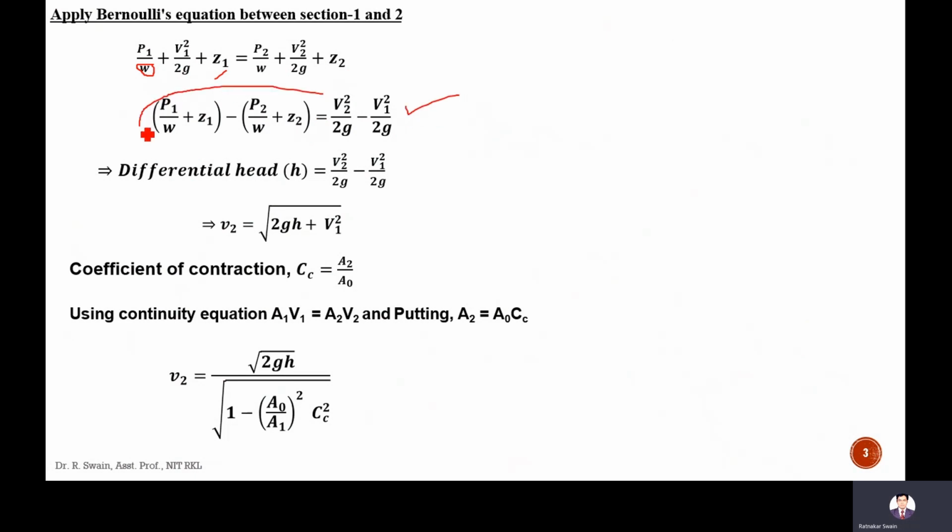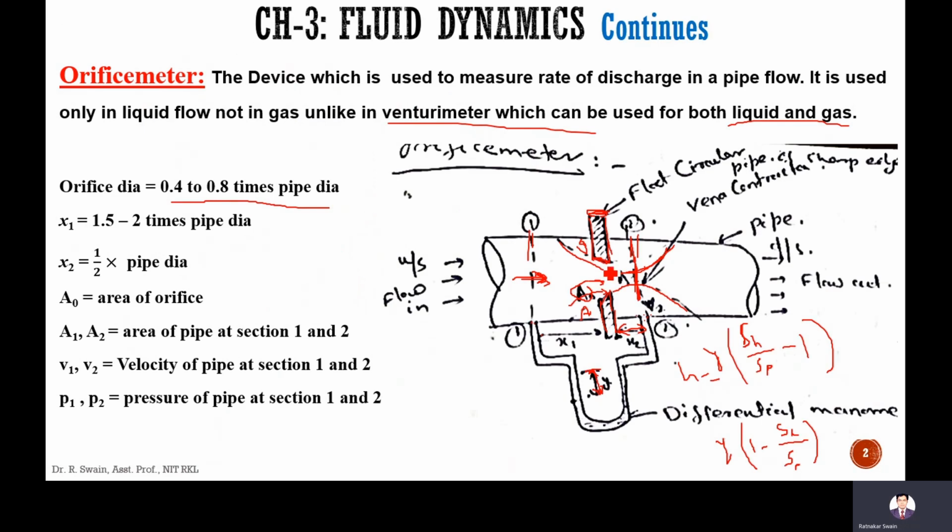This is nothing but the pressure difference. The difference between the pressure head and the datum head, that is the difference of total head, is V2 square by 2g minus V1 square by 2g. From here we can get V2 is equal to the square root of 2gh plus V1 square. So here if we use the coefficient of contraction, that is A2 divided by A0, the vena contracta area divided by the orifice area, this cross-sectional area divided by this cross-sectional area.